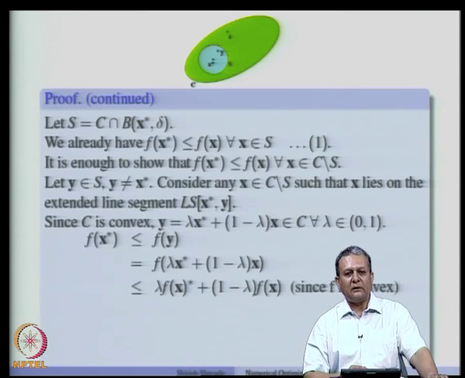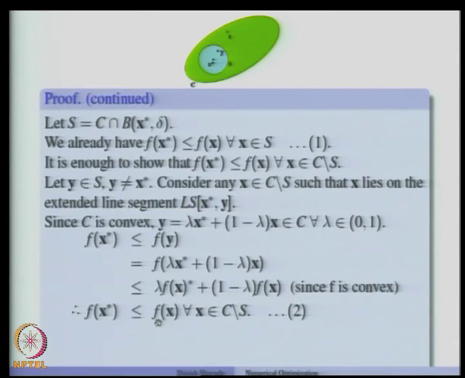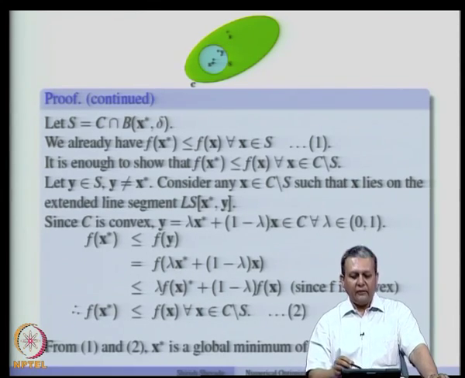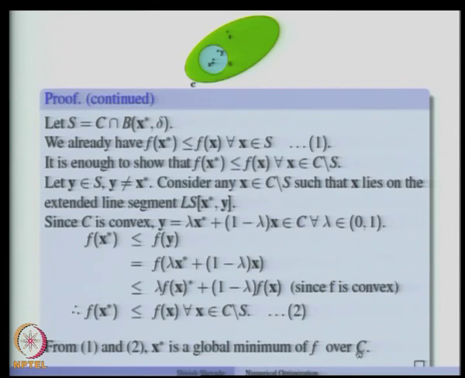Now, if we divide throughout by 1 minus lambda, what we get is f of x star less than or equal to f x for all x in the set C minus S. So, for all the points in the set C which are not in the set S, that is the points which are shown in the figure by green color, we have shown that f of x star is less than or equal to f of x for all those points in the set C minus S. And by the definition of local minimum, f of x star was always less than or equal to f of x for x belongs to S. So, if we combine 1 and 2, we will see that f of x star is less than or equal to f of x for all x belongs to C, which means that x star is indeed a global minimum of f over C.